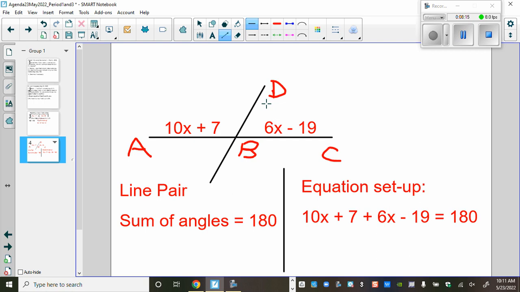All right, questions so far? But yeah, that's the general rule. The two lines that form a linear pair, the sum of the angles is 180. That's our equation setup.